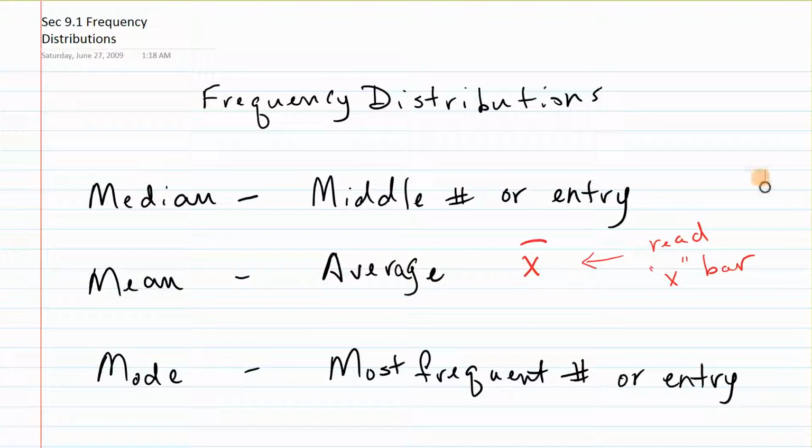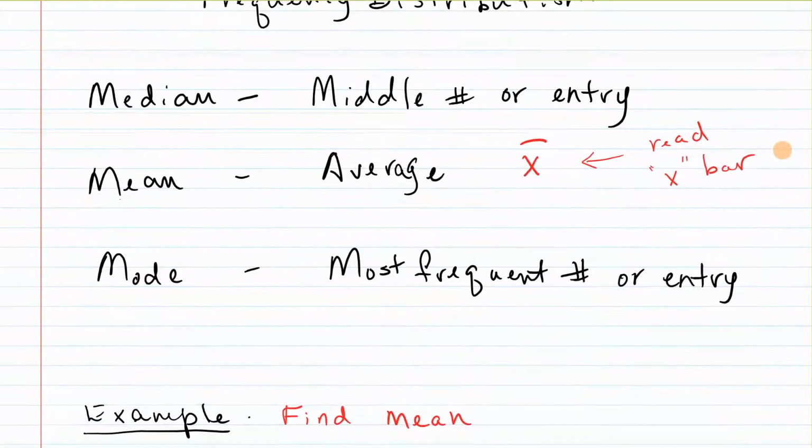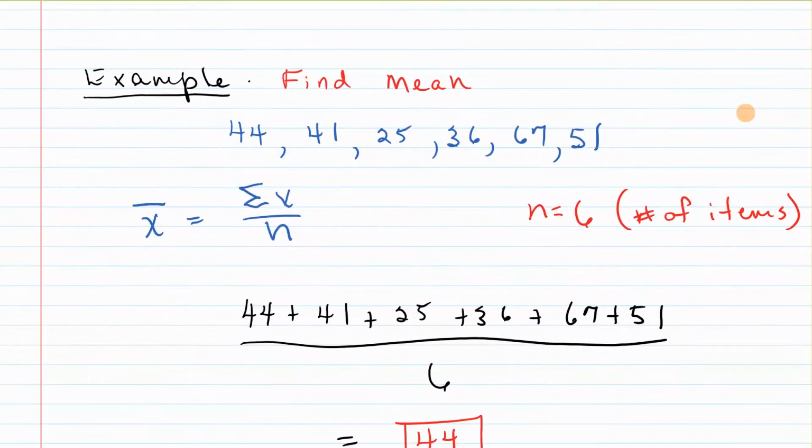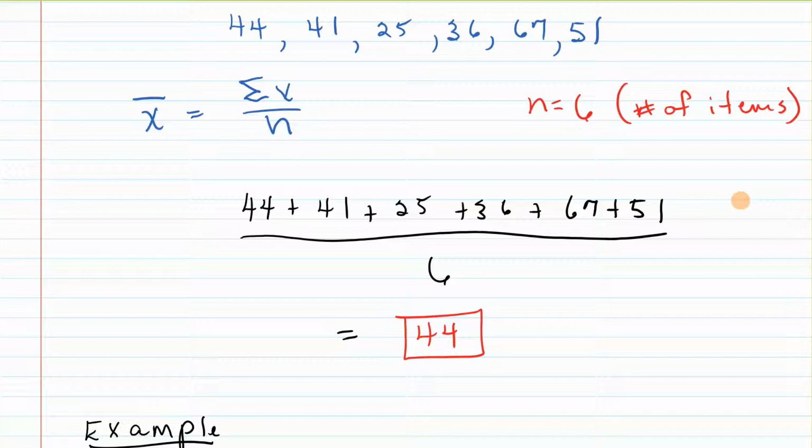The next one is mode, and that is the most frequent number or entry in a list. So in the problem set, you might be given a list of numbers, and it says find the mean. And the mean or the average or the X bar is the sum of all the X's divided by the number of items. So in this list we add up 44, 41, 25, etc. through 51. There are a total of 6 items, so we add that up, divide by 6, and the mean is 44.